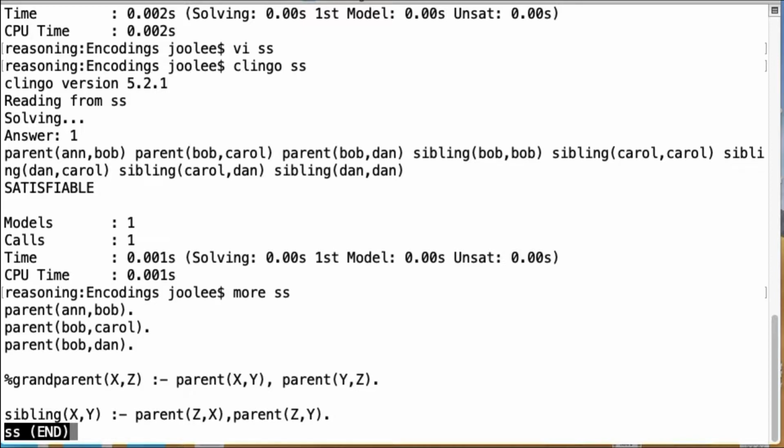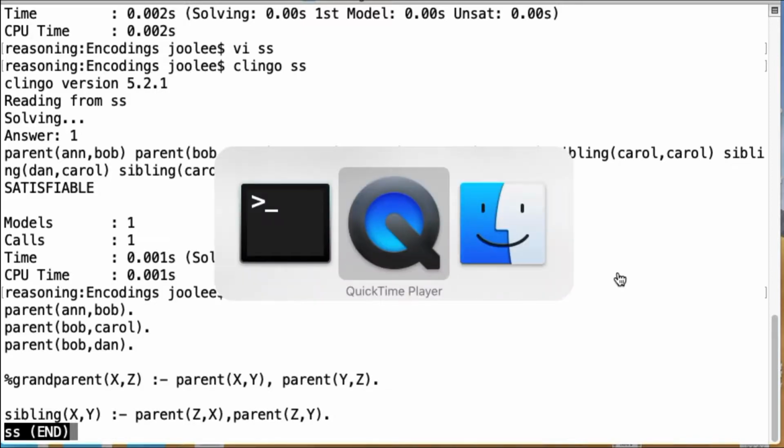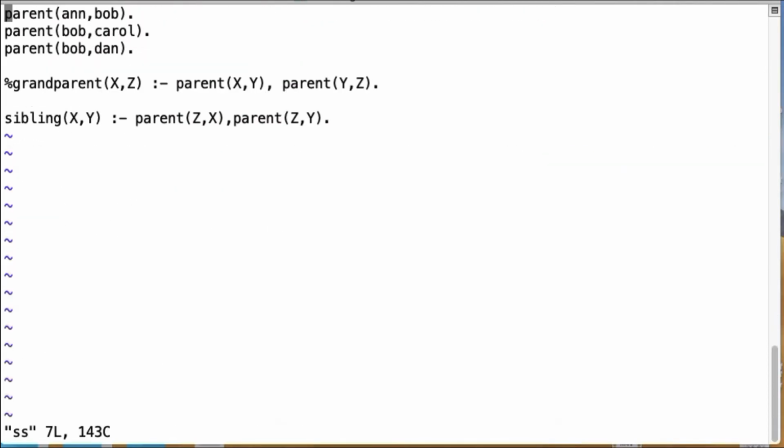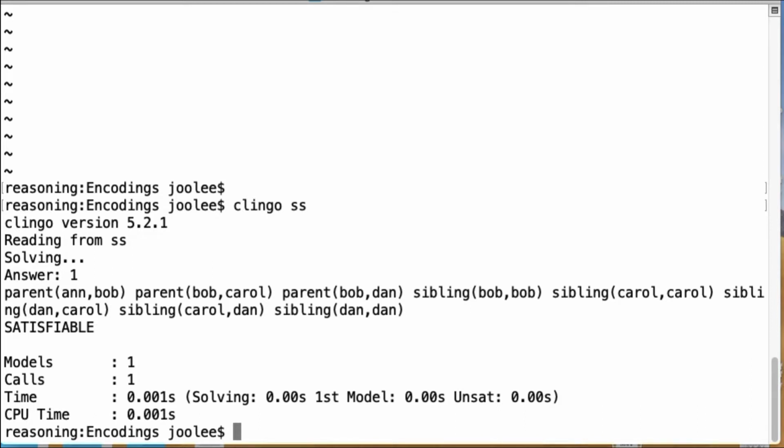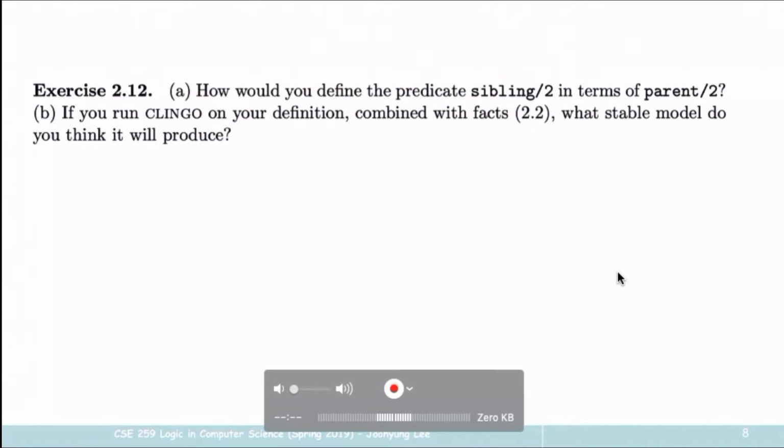So how do we correct this problem? Actually, it's not entirely wrong, because it returns some correct ones too. Dan and Carol are siblings to each other, right? And Carol and Dan are siblings. That's a symmetric relation, which is okay. But the problem is we got more than necessary, which we don't want. So how can we avoid that?